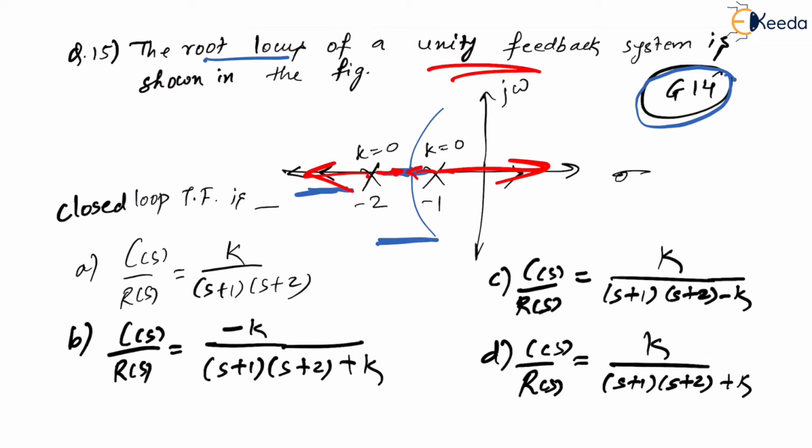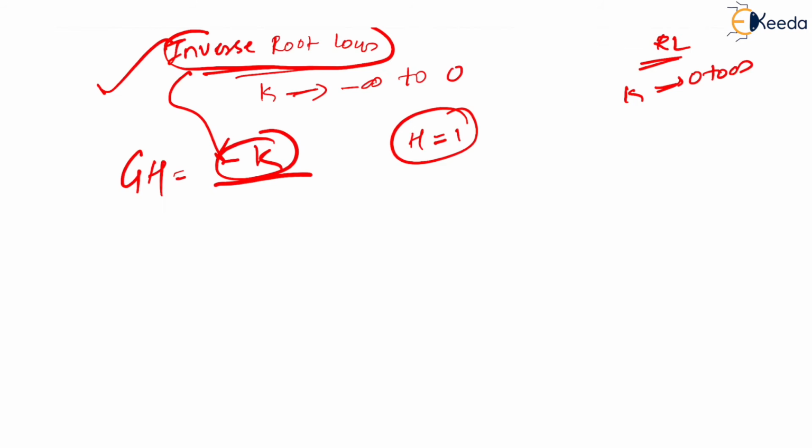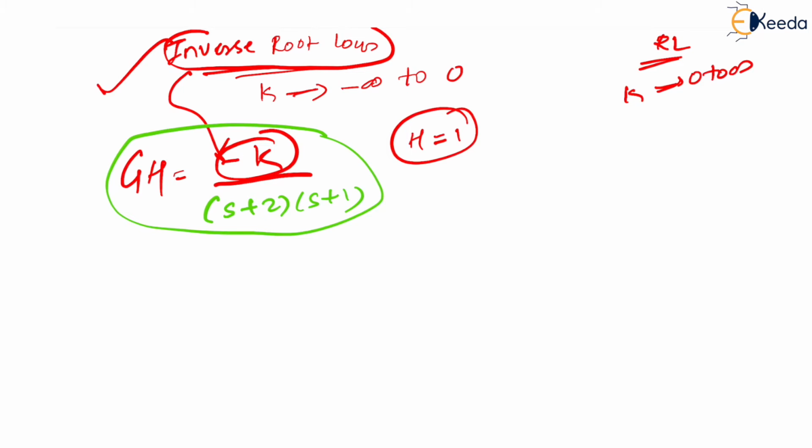Next thing is, wherever the poles are, just place the poles. You find that you have a pole at s equal to minus 1 and a pole at s equal to minus 2. So that can be represented as s plus 2 and s plus 1. Is that correct? Yes. But is this the transfer function? No. This is the loop gain, the open loop transfer function.